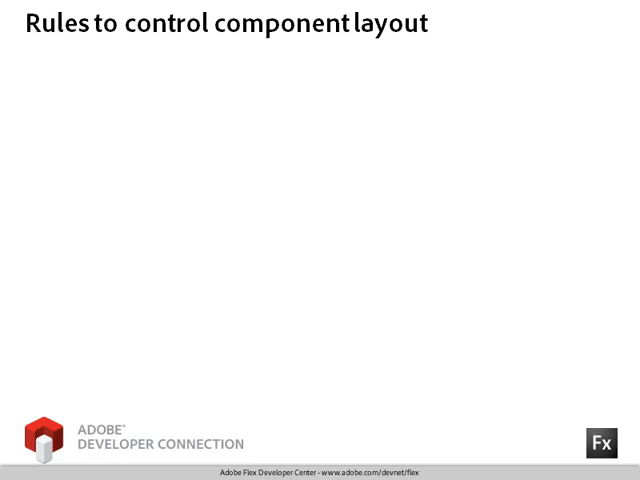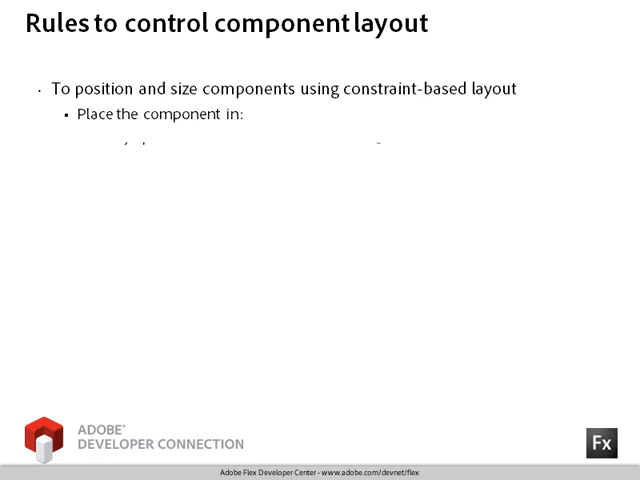To position and size components using constraint-based layout, you must place the components inside of a Spark container with the layout property set to an instance of the basic layout class. You can also use constraint-based layout inside of MX containers, but since the equivalent containers exist in Spark, you should use the Spark containers whenever possible.